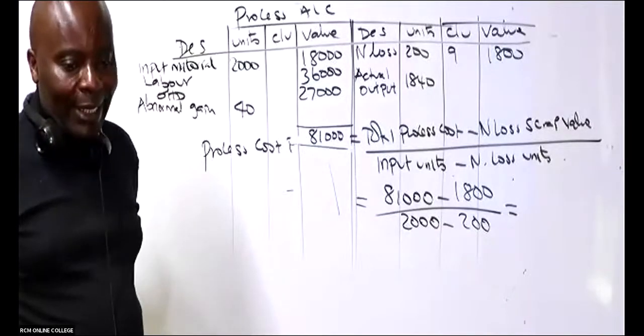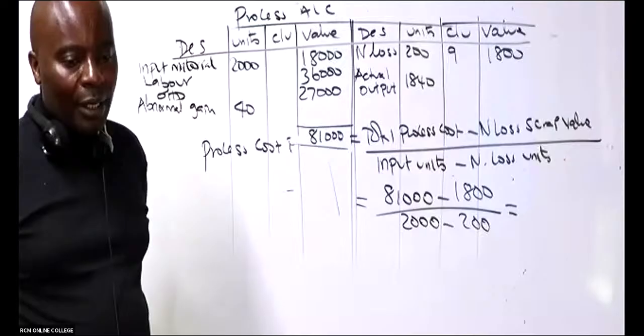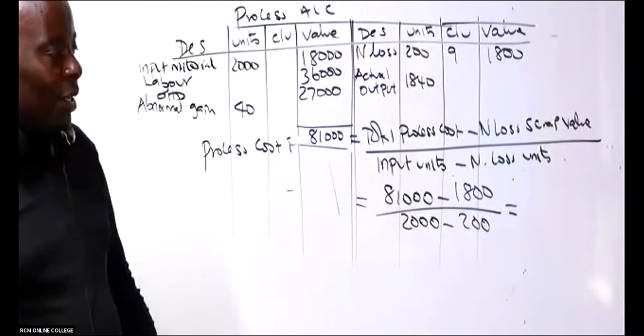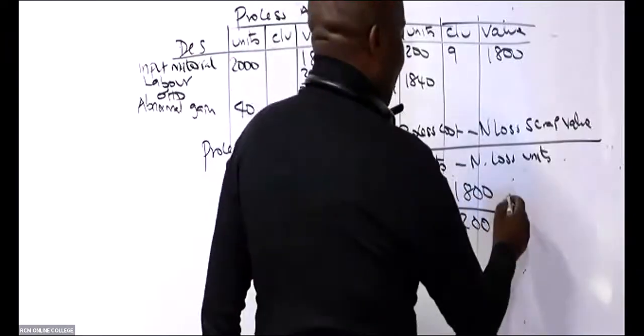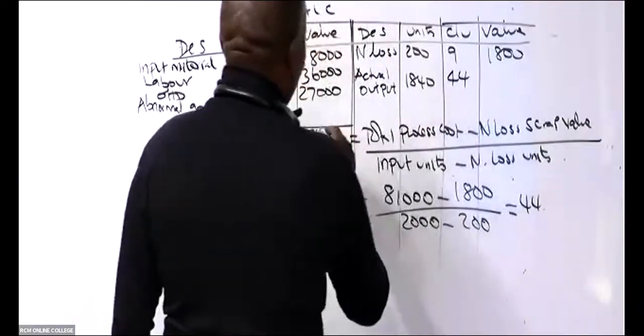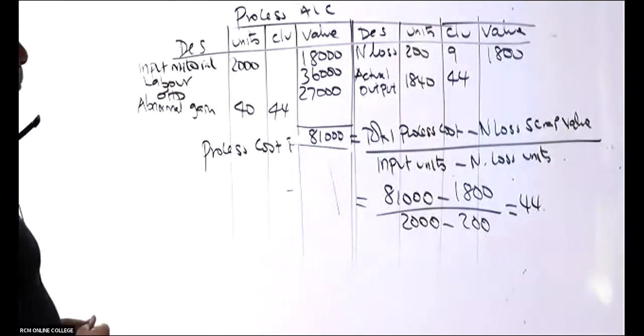81,000 minus 1,800 divided by 2,000 minus 200. I'm being given a figure of 44. So this 44 is what you put there and here. That is what you put there and like that.